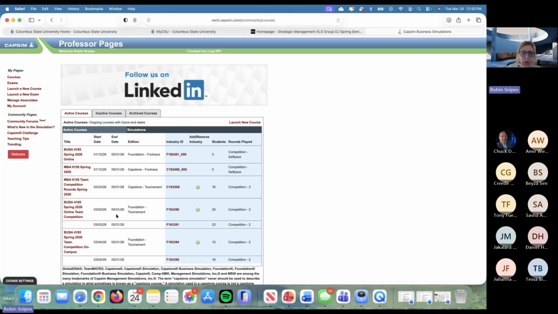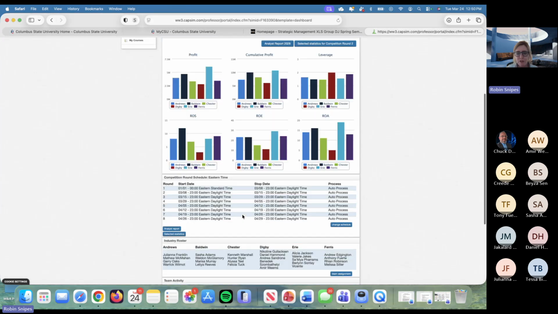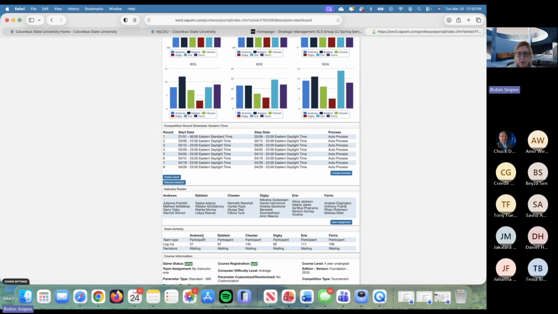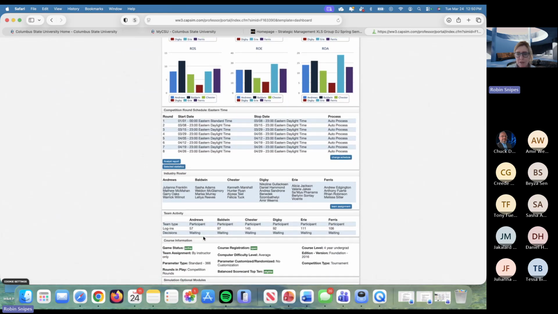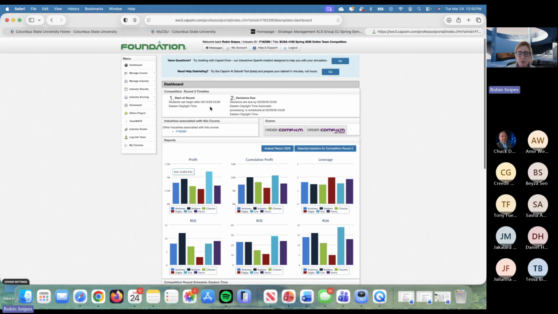Okay, so remember, we have 12 teams, so that means we have 2 industries going. And this is industry 1. If you're not sure if you're in industry 1 or 2, here are the teams in industry 1. You want to take a quick look to see if you're in industry 1. I can see industry 1 is pretty competitive in terms of financials. It looks like for round 2, team Erie had the highest short-term profit.